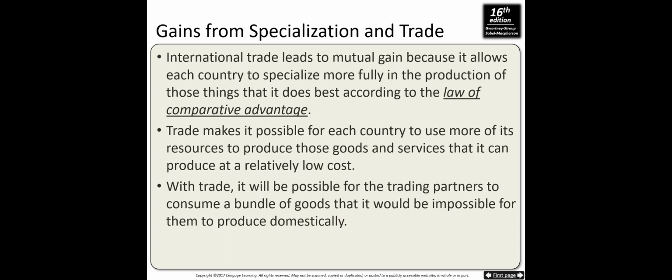And trade makes it possible for each country to use more of its resources to produce those goods and services that it can produce at a relatively low cost. With trade, it will be possible for the trading partners to consume a bundle of goods that it would be impossible for them to produce domestically.